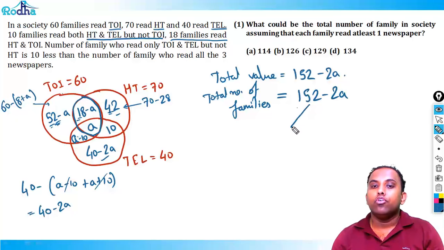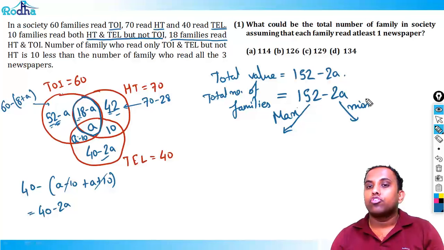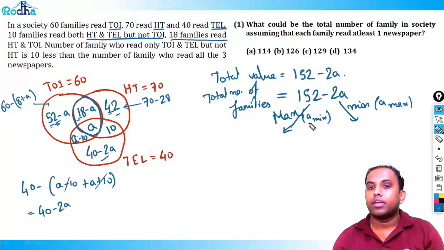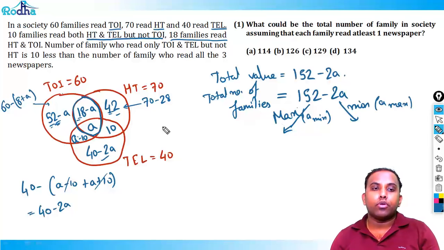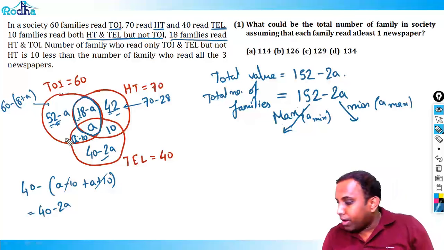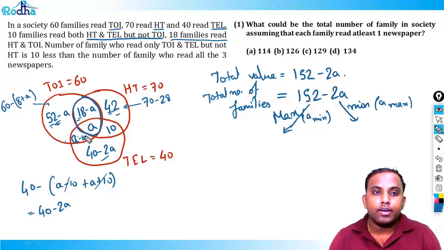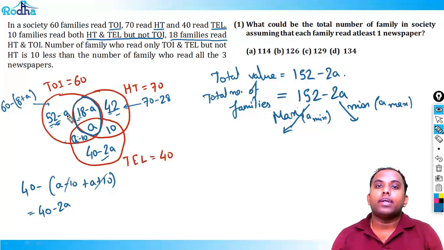So basically what I'll do, first I'll calculate its maximum value and then I'll calculate its minimum value. So obviously, since a is negative, for minimizing the total value, a has to be maximum, or for maximizing the total value, a has to be minimum. Correct. So what is the minimum value of A? So you can see it from here, right? The minimum value of A will be 10 because it is A minus 10 here, right? A minus 10. If you see this, this A value should be greater than or equal to 0.